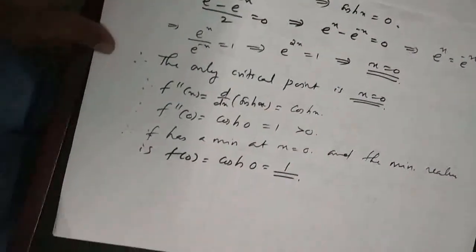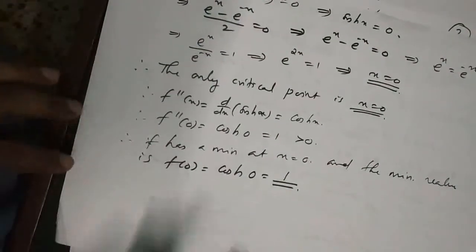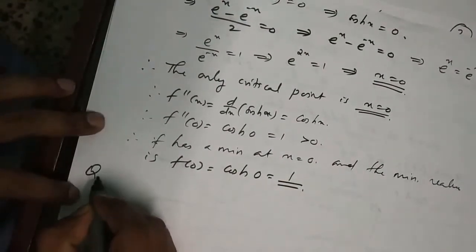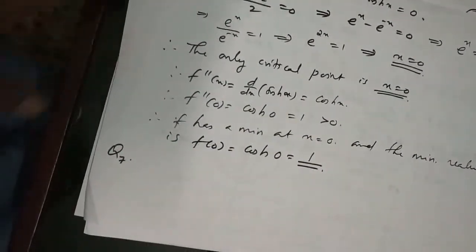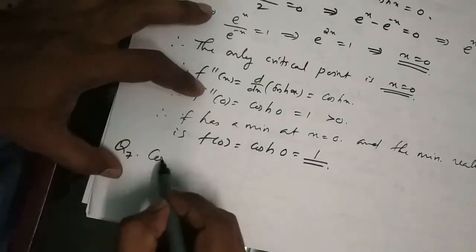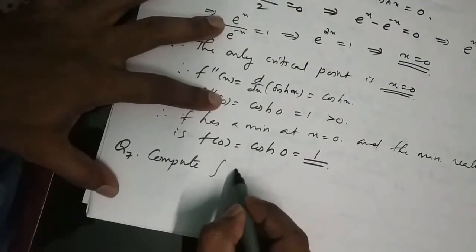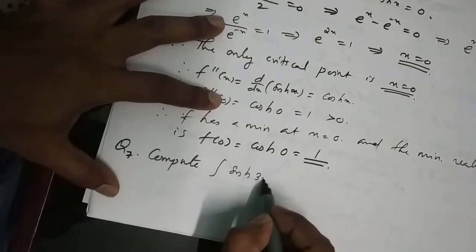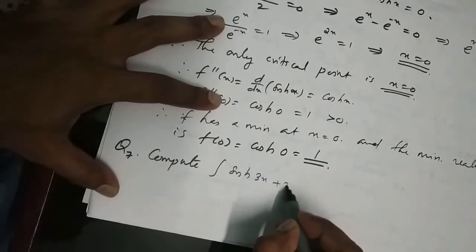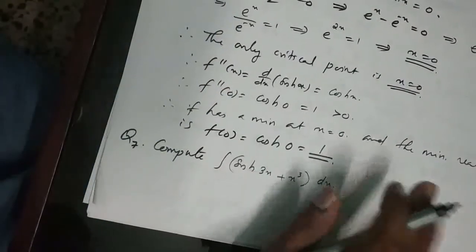Now in this section we can do some other problems which are the antiderivatives or integrals. Okay. Suppose Q7. I think the number of questions is mistaken, but no problem. Compute the integral. The question is compute the integral sinh of 3x plus x cube dx. Simple question.